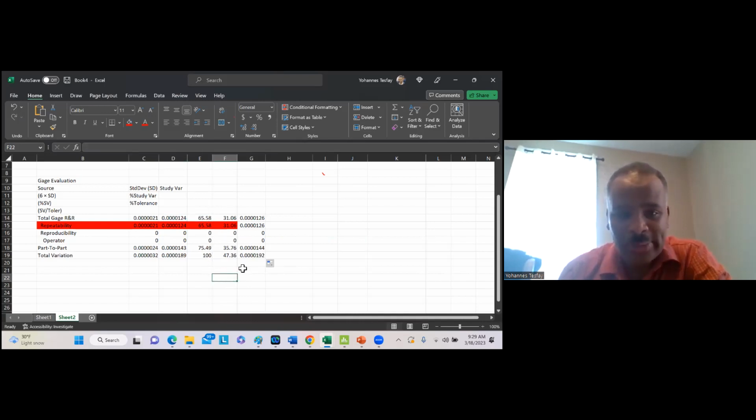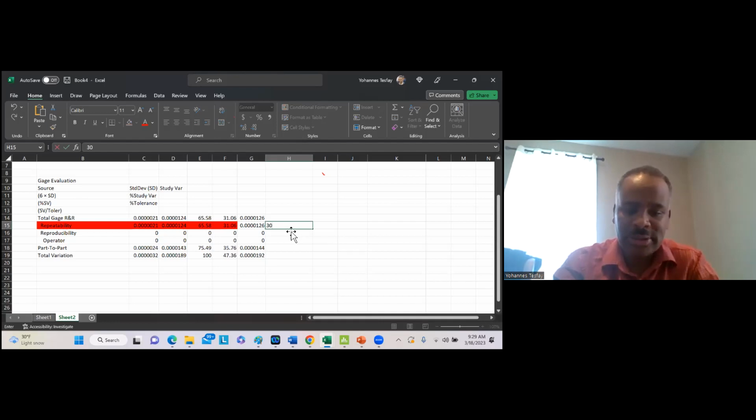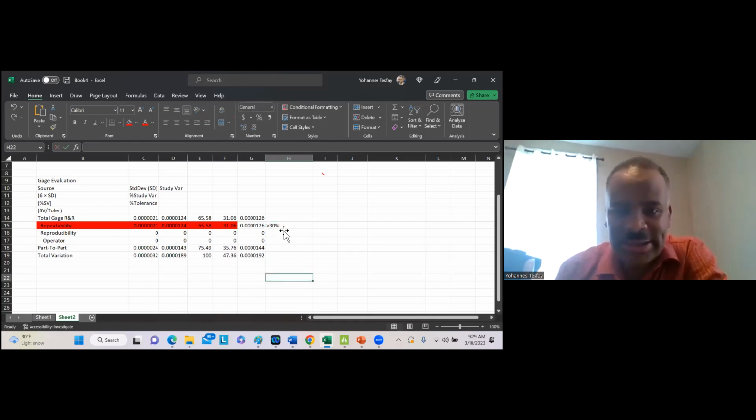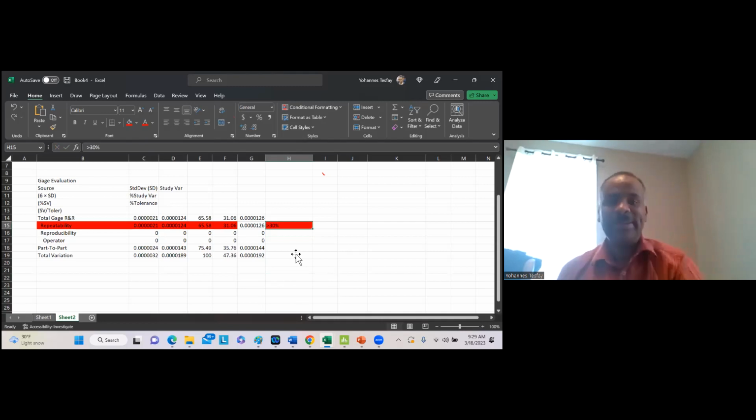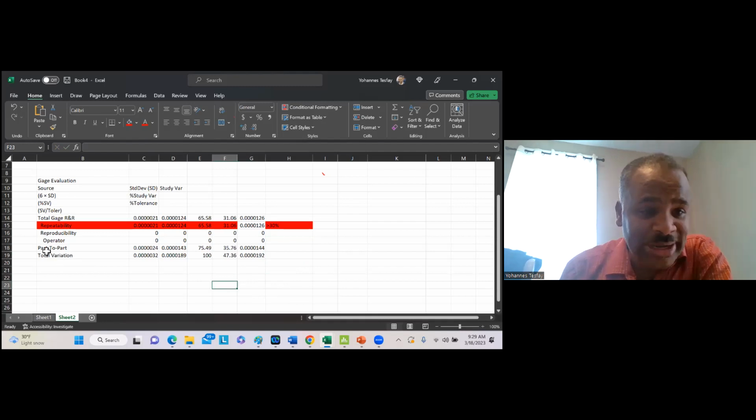So when we calculate, the percentage is going to just fall to 31%, and this is greater than 30%. That is allowed. Okay, so still the gauging system is acceptable. So what's going to be the next step? The next step is to work right here, to adjust here.